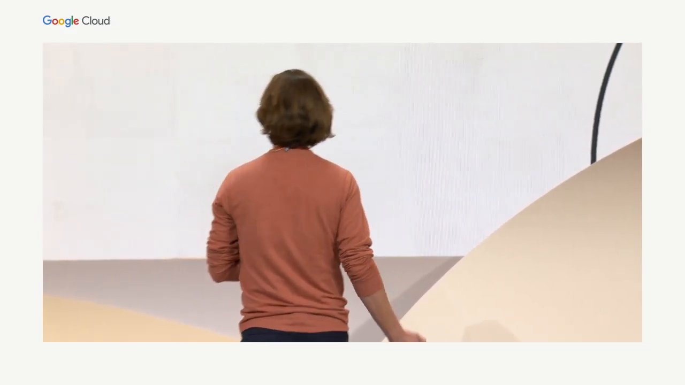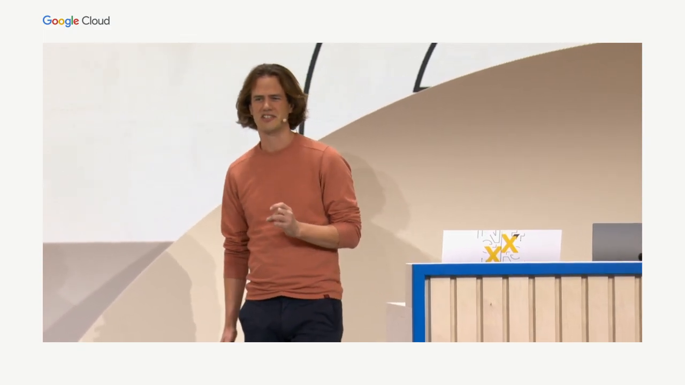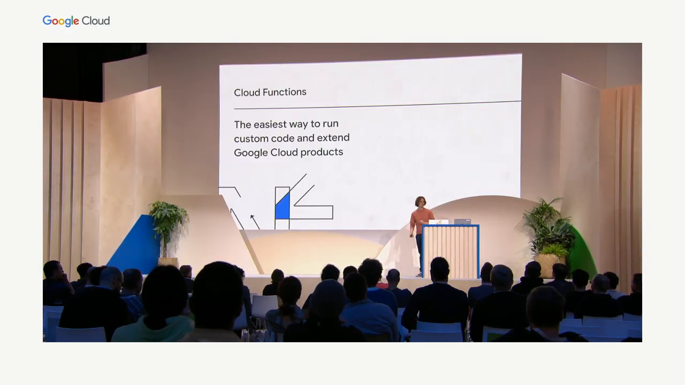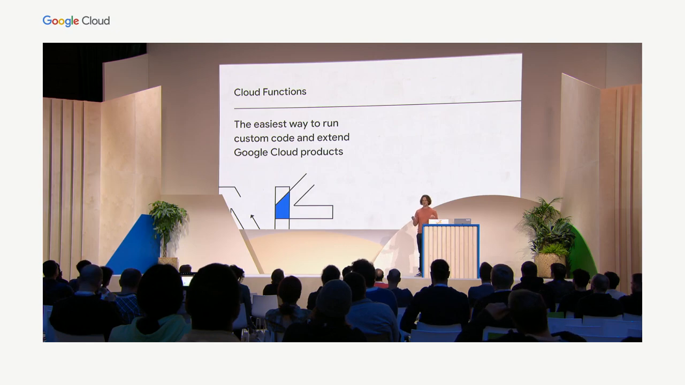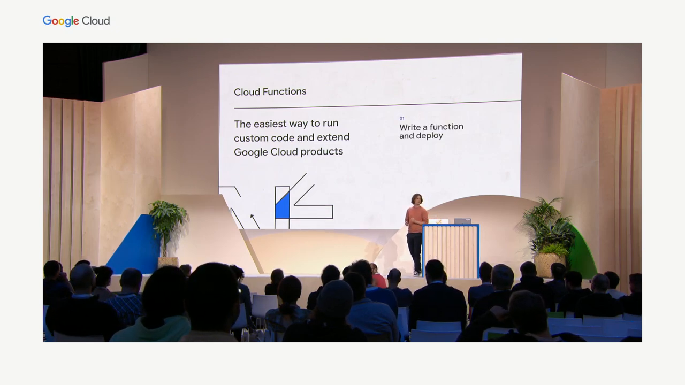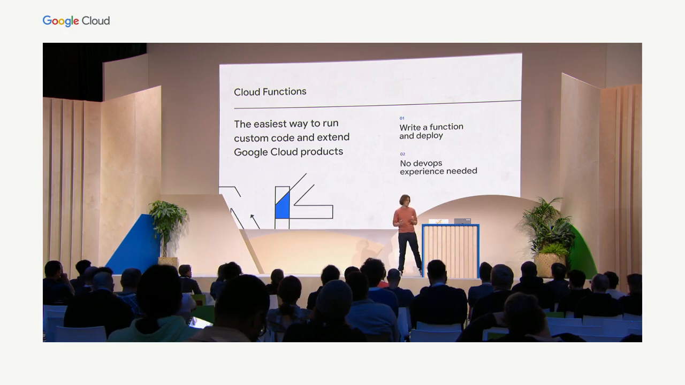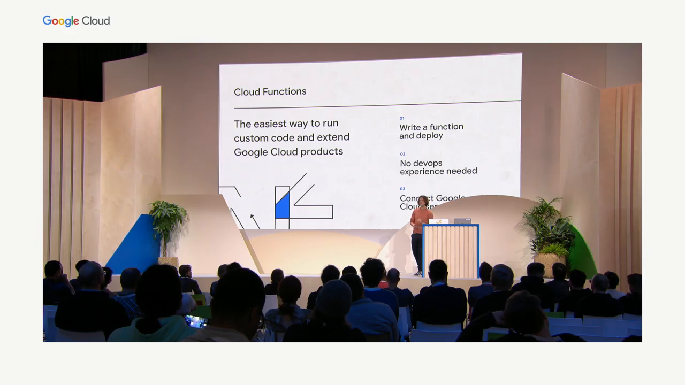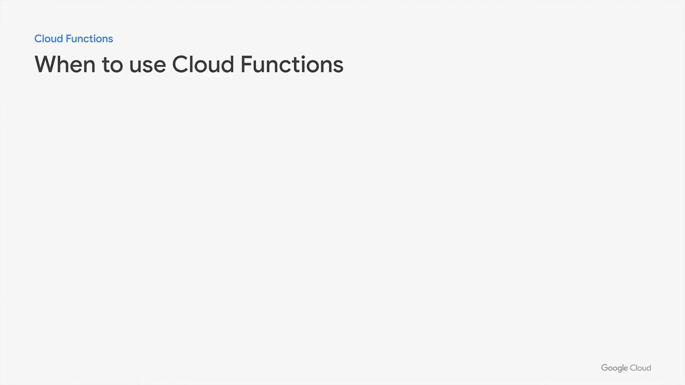Awesome. But I'm here today to tell you about the features we launched in Cloud Functions and Cloud Run. I'll do some live demos. I mean, what can go wrong? Let's get started with Cloud Functions. Cloud Functions are the easiest way to run some code on Google Cloud and extend Google Cloud products. All you need to do is write a function and deploy. You don't need any DevOps experience, and you can connect over 125 Google Cloud and third-party services.